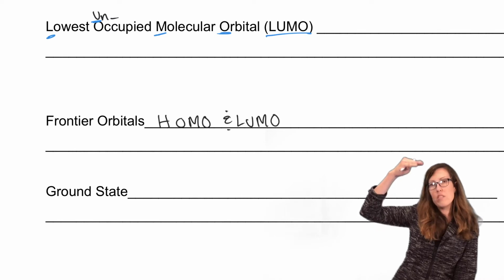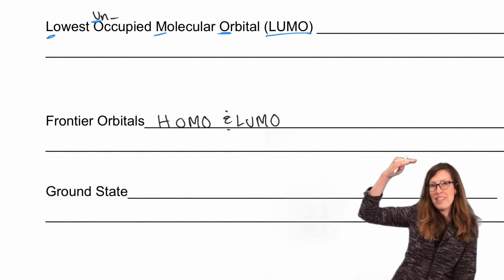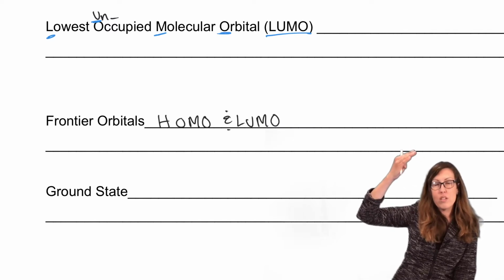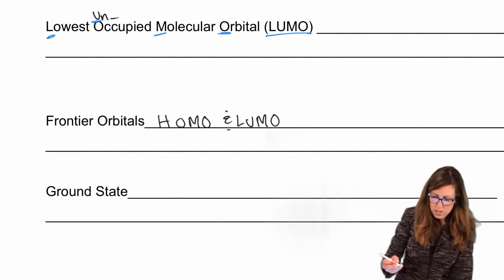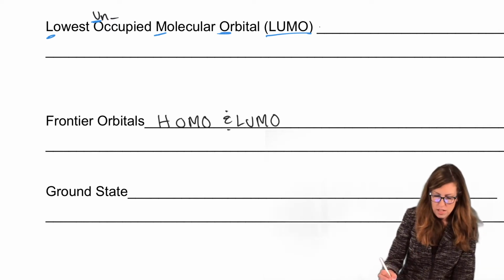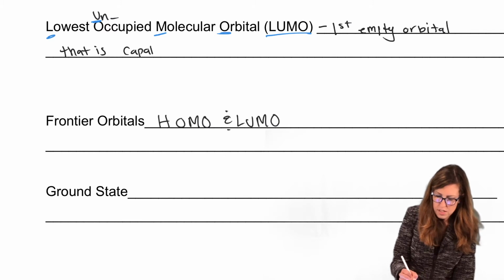Then you go up a level, because if we're trying to look for the unoccupied one, that'll be the next level up, above the HOMO. That's where the electron could go, the next level. It's unoccupied, so it's empty. Another way to say lowest unoccupied molecular orbital is the first empty orbital that is capable of accepting an electron.